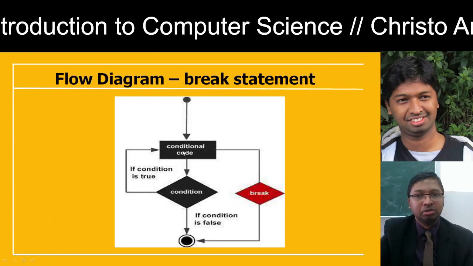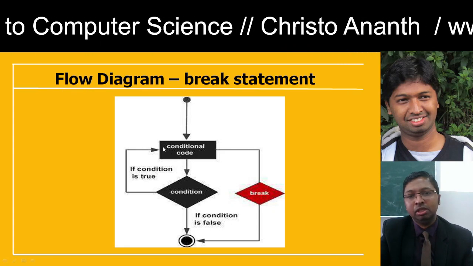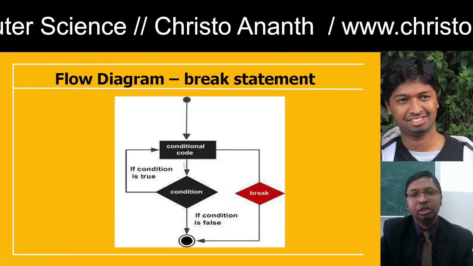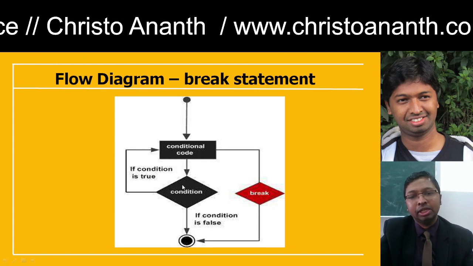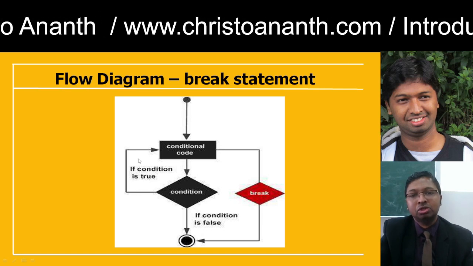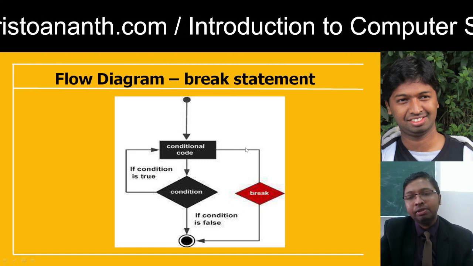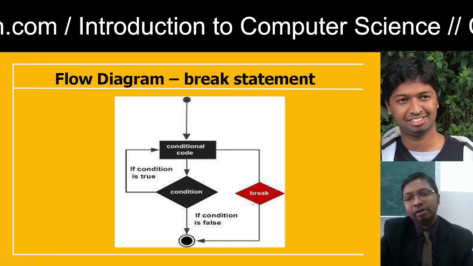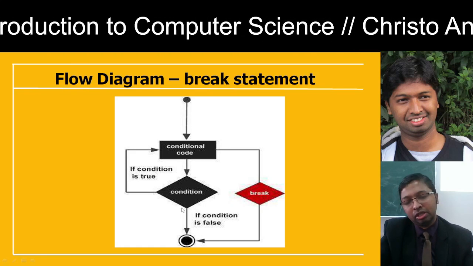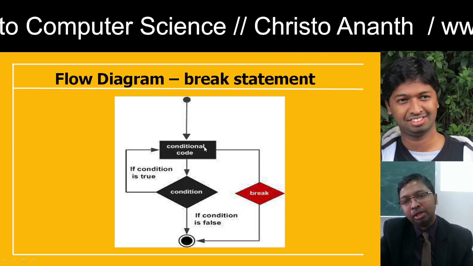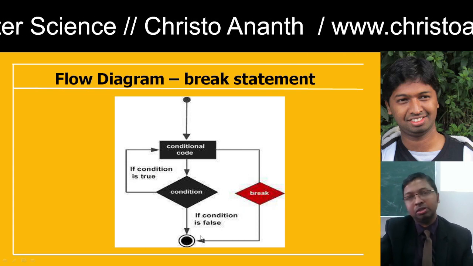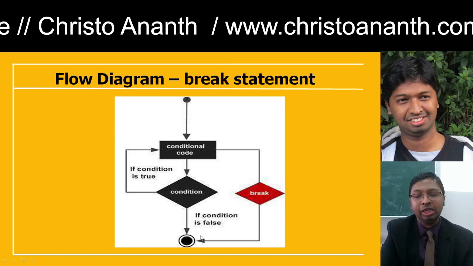Okay. So this is the flow diagram for the break statement. Here you'll have conditional code, then it goes to the condition. If the condition is true, then the loop goes on. Then afterwards it will go to break. If the condition is false, it goes out, or maybe break also makes it go out. So this is how you prematurely exit out of the loop.